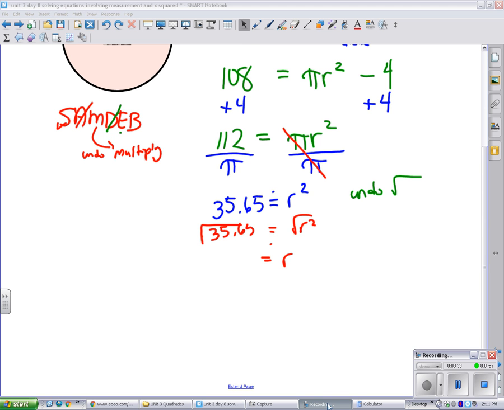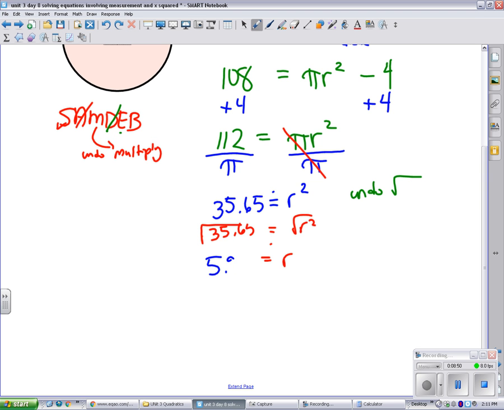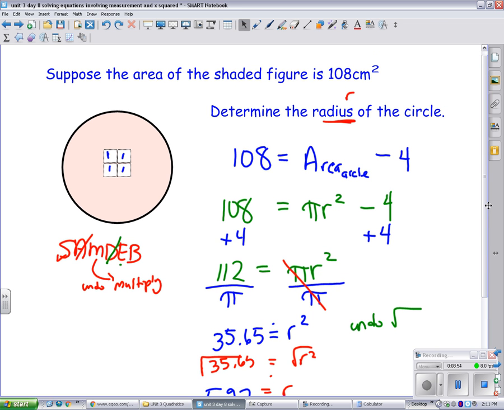Let's see. Calculator. 35.65, and I'm going to use this square root button, yours will look a little bit different. Remembering that 36 is 6 times 6, yes, it makes sense that 5.97 is approximately my answer. So 5.97 is approximately the radius that I have for this circle. If we drew it in here, it would be approximately there. 5.97 centimeters is what I've found. So I have solved an equation in the context of measurement.